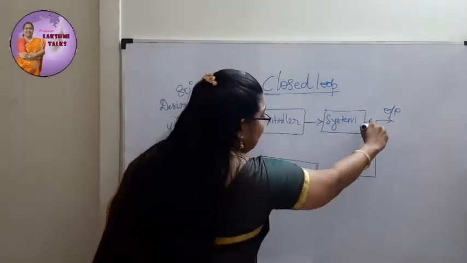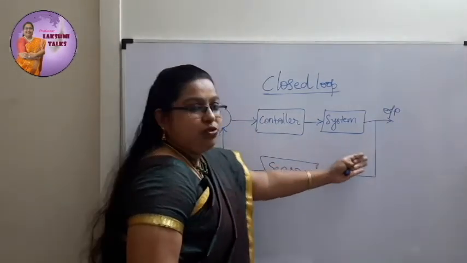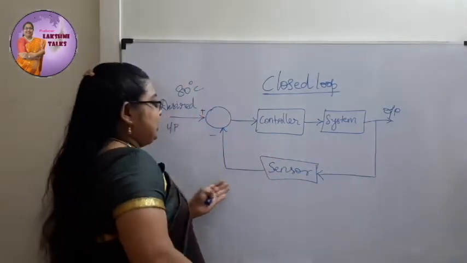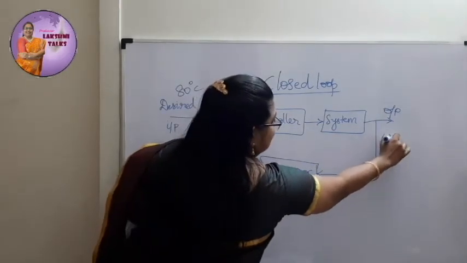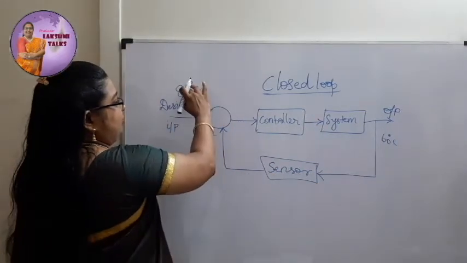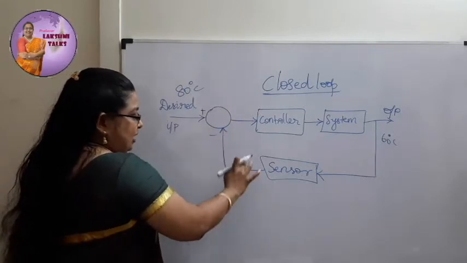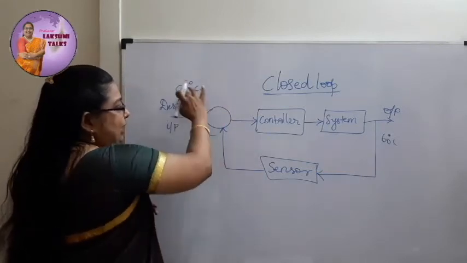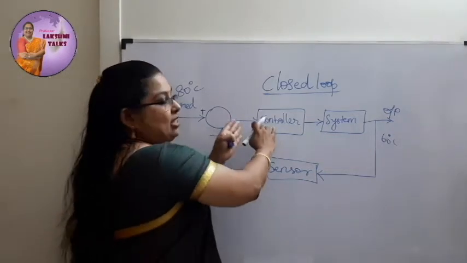What happens? You sense the temperature through a sensor. So every time you sense the temperature, it is fed back. For example, it is now say 60 degrees Celsius. Okay, that 60 will be sensed by the sensor. What is the difference? 80 is the actual set point and 60 is the present output, and the difference is compared, it is 20 degrees Celsius, so still more heat has to be applied.